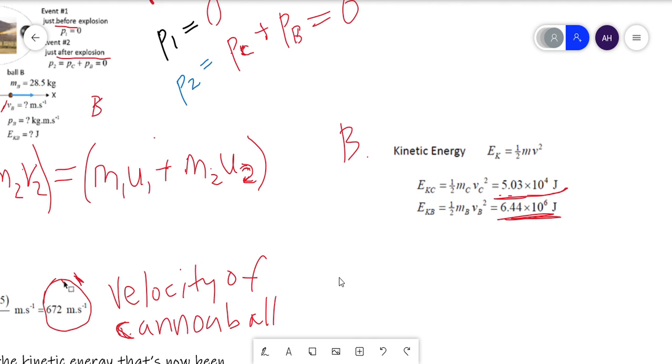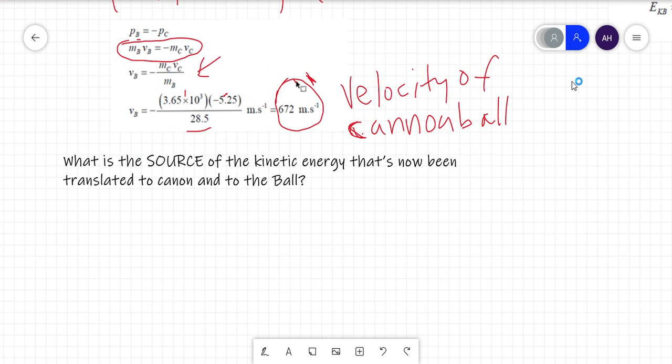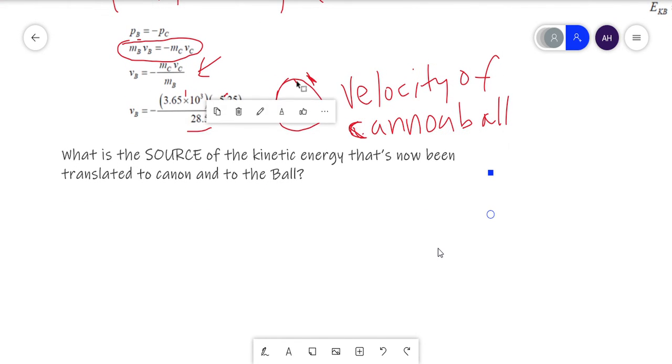And the last question is a good thoughtful one for you. What's the source of the kinetic energy that's now been translated to the cannon and the ball? In other words, it started with no velocity, there was no motion, but we had an explosive effect in the middle. This is the same effect as winding up a spring or compressing a spring and clamping it off. If you put objects next to that spring, what's going to happen when you take the clamp off and that spring comes rocketing out? Well, you know what's going to happen. It's going to shoot outwards and push objects on either side out of it.